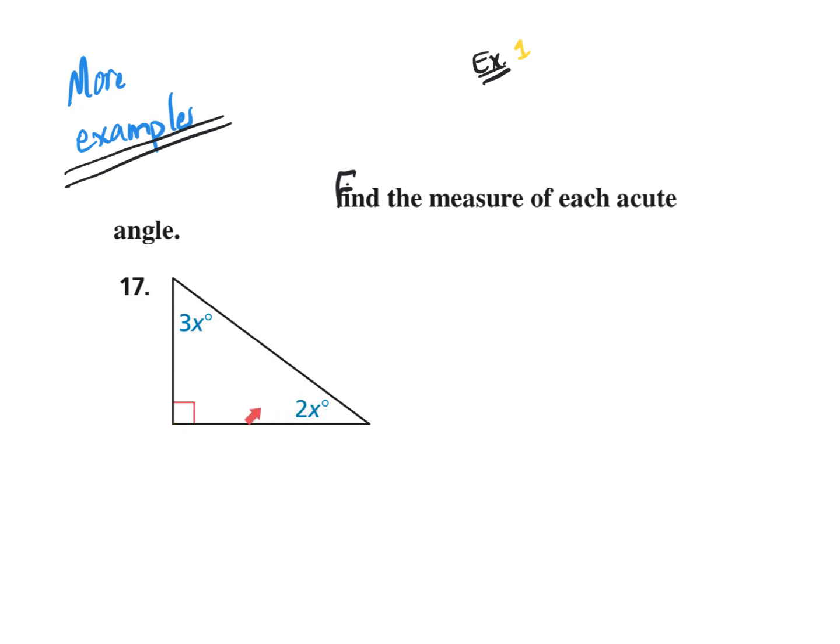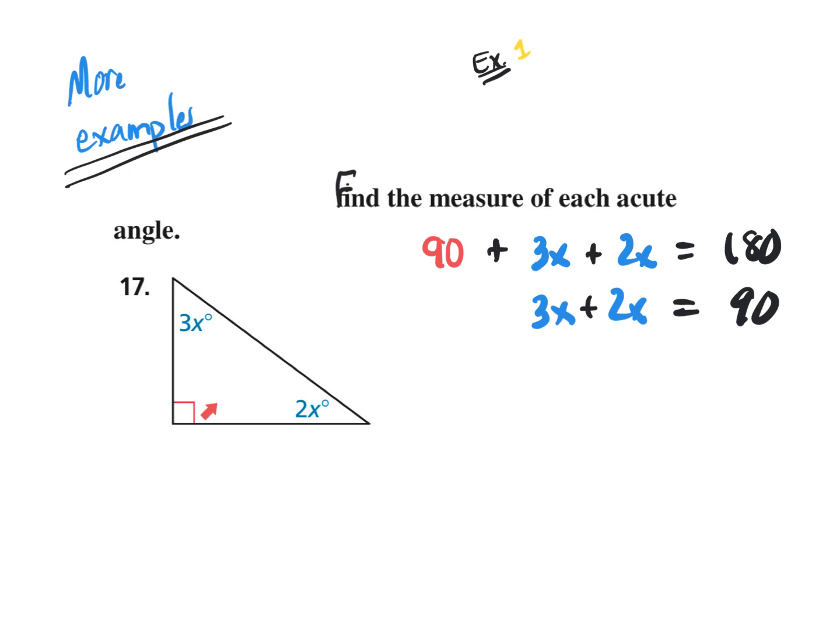So, we know that the three angles of a triangle must always add up to 180. And if it's a right triangle, then these two angles must add up to 90. So the three interior angles add up to 180, or if it's a right triangle, then the two acute angles will always add up to 90. So 5x is 90, and dividing both sides by 5, x is 18.